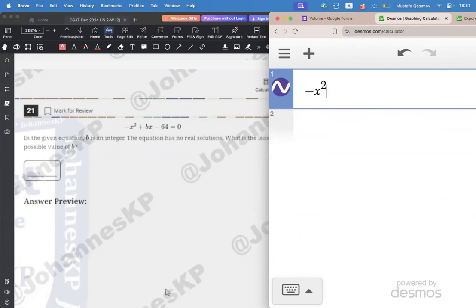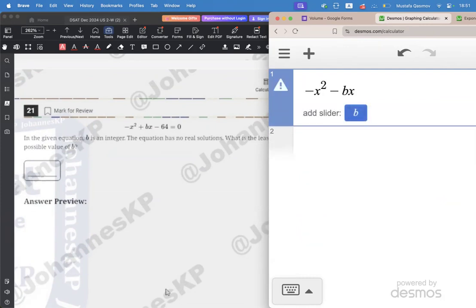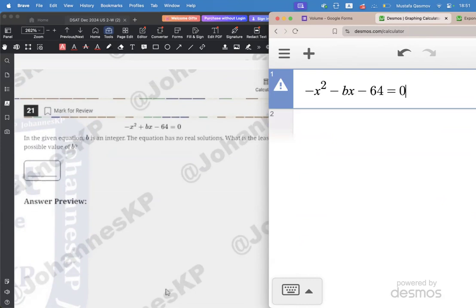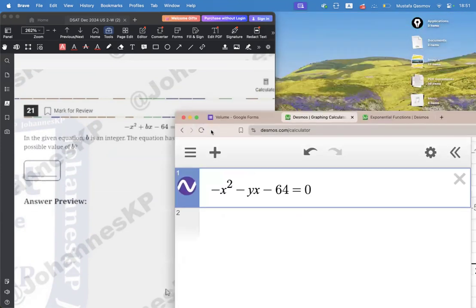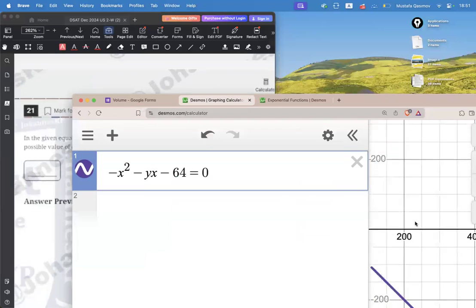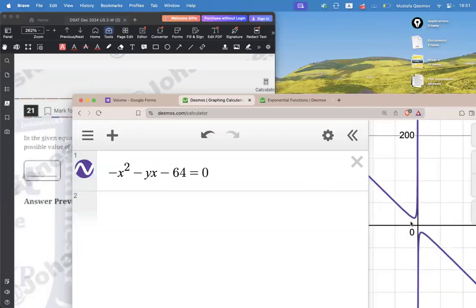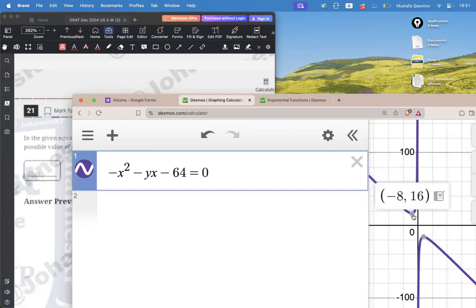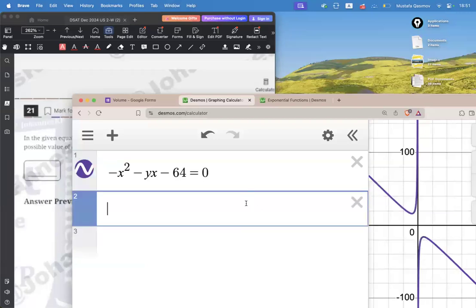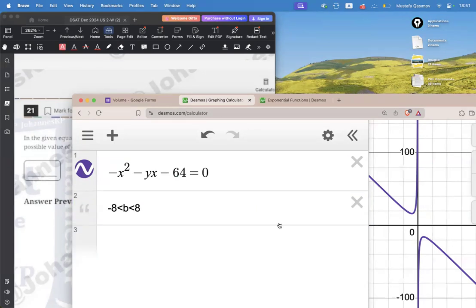Negative x squared minus bx minus 64 is equal to 0. Write y instead of x, b. Then look at the graph. So we got something like that. You can see that when b is between -8 and 8, that's right, there is no graph, right? So it means that there is no solution.